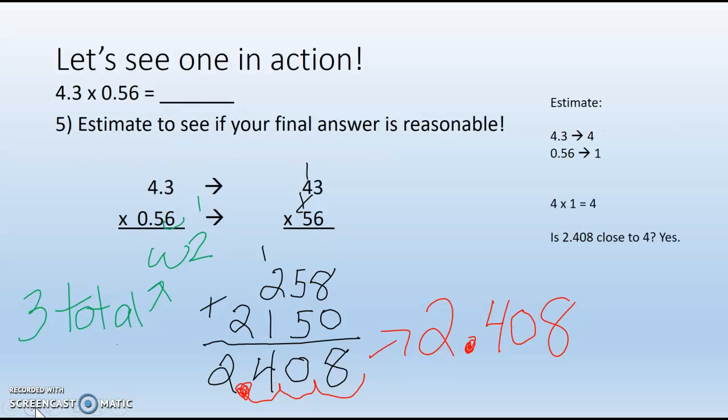So my last step is to go back and see if my answer is reasonable. Well, thinking about my estimate over here in the corner, 4 3/10, that's pretty close to 4. And 56/100ths, well, that's pretty close to 1. So I'm thinking about like 4 times 1, and my answer is 4. So is 2,408 thousandths close to 4? Yes, relatively speaking, right? If I'm thinking about where the decimal is going, it can either go in front of the 2, behind the 2, behind the 4, behind the 0, or keep it behind the 8. We know we don't want 2,408.